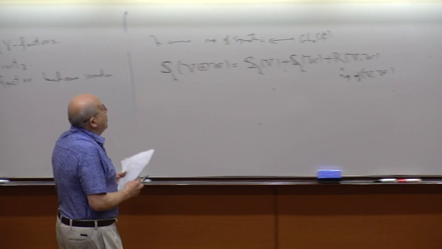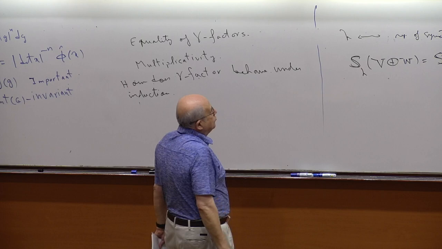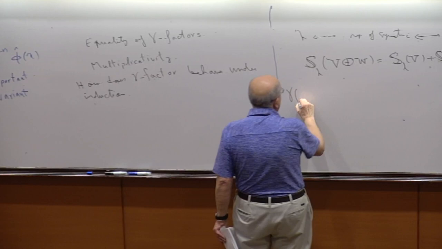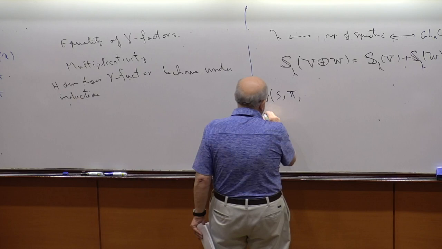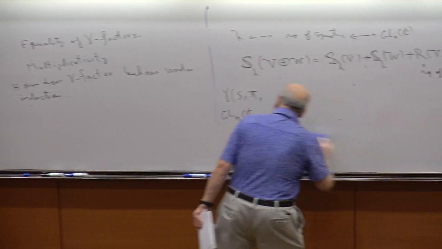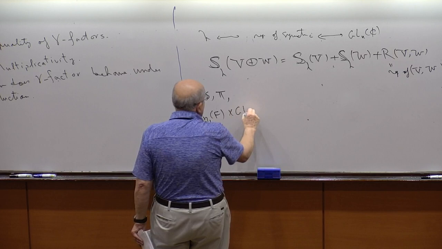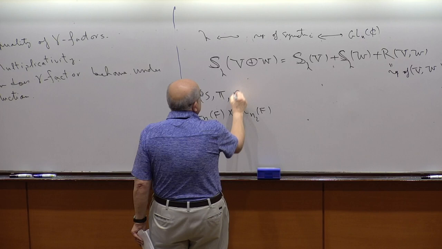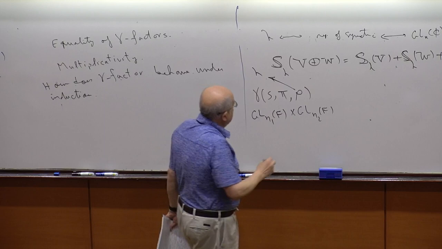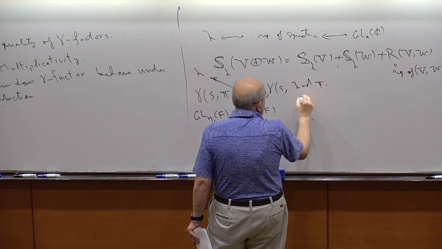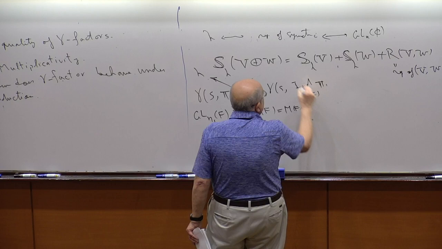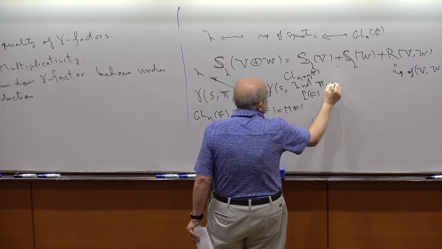And so this would be the first step when you are trying to study multiplicativity. The question would be: if you take the gamma function of some representation pi of GLN1F, and some representation pi of GLN2F, and then this representation rho, which is given by this partition lambda, then you can show this is equal to gamma of S, induced representation from the Levi M(F) in P(F), to GL of N1 plus N2 of F, and the same rho.